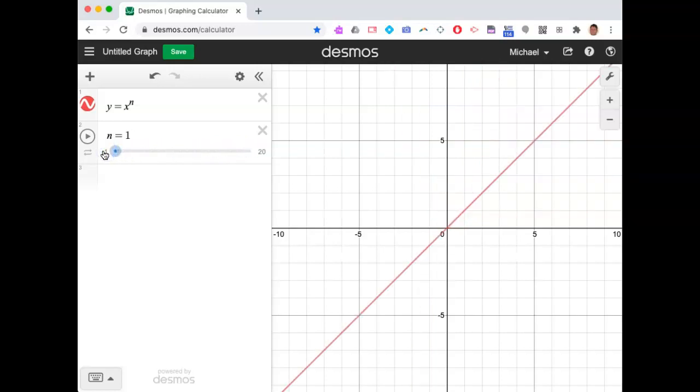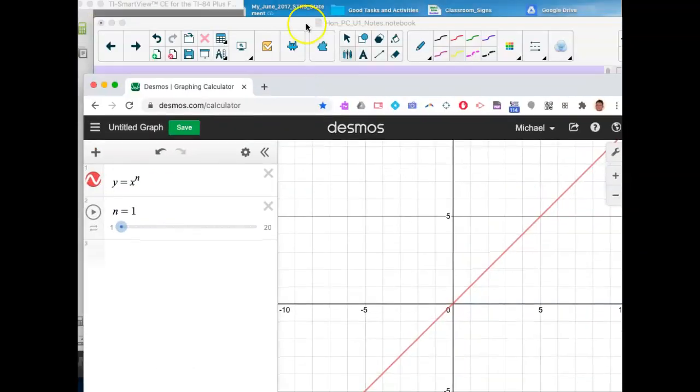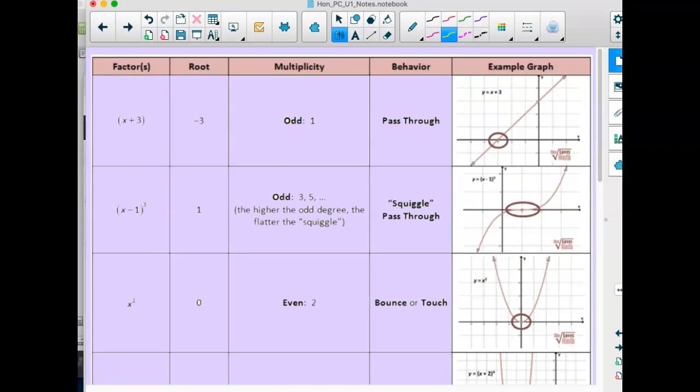So these are odd: 1, skip 2, go to 3, skip 4, go to 5, skip 6, go to 7, skip 8, go to 9, skip 10, go to 11. So all of the odd have a very similar shape, and all the even as well: 2, 4, 6, et cetera. So what that means, if you think of those graphs we just talked about, is that if you have an odd degree, that is what we would say. So this is an odd degree.